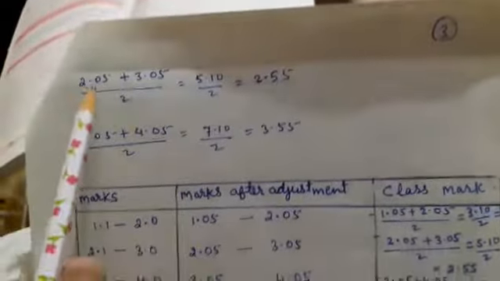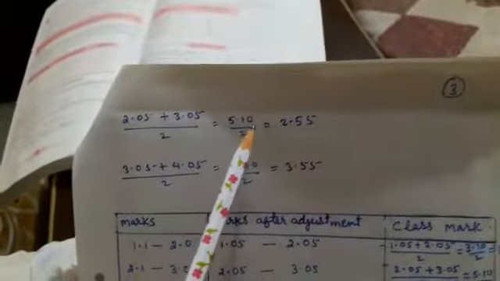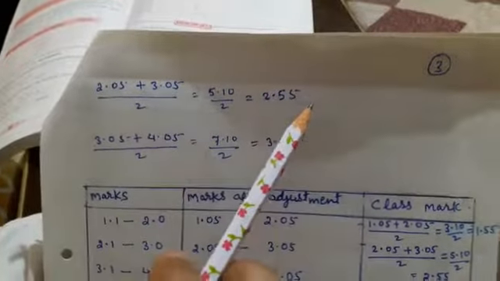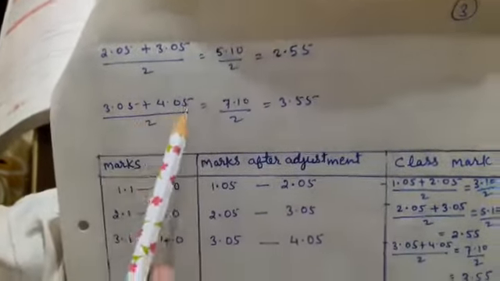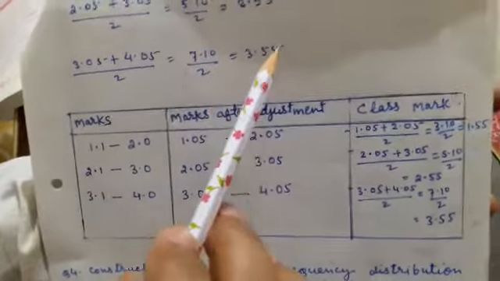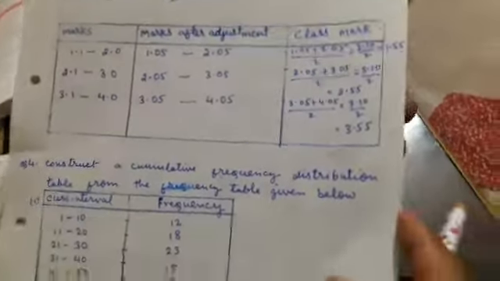Next, 2.05 plus 3.05 divided by 2 is equal to 5.10 divided by 2, which is equal to 2.55, the class mark of the second class interval. Similarly, 3.05 plus 4.05 divided by 2 is equal to 7.10 divided by 2, which is equal to 3.55, our class mark for the third class interval. And then we have to make a table. 3 columns we have to draw and represent this in this way. So this is our answer. In this way we have to write down the answer.